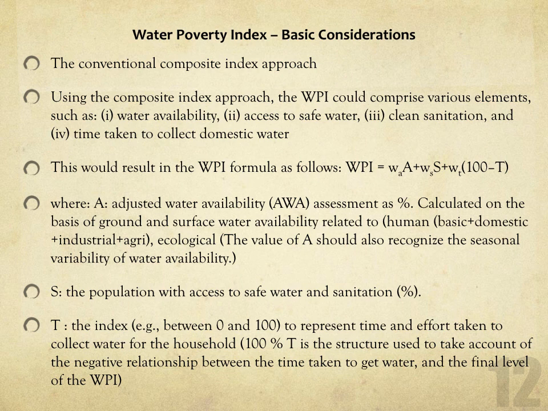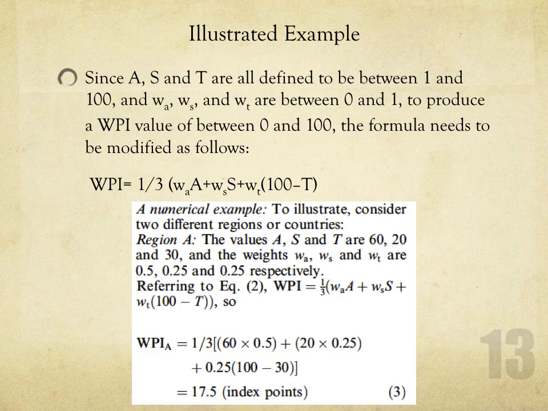In simple sense, the more time a household spends in collecting water, the less productive it would be, and hence it has to be expressed in a negative sense while calculating the water poverty index. So if one looks at the illustrated example of calculating, since A, S and T are all defined to be between 1 and 100, and then Wa, Ws and Wt are between 0 and 1 to produce a water poverty index value between 0 and 100, the formula needs to be modified as the following.